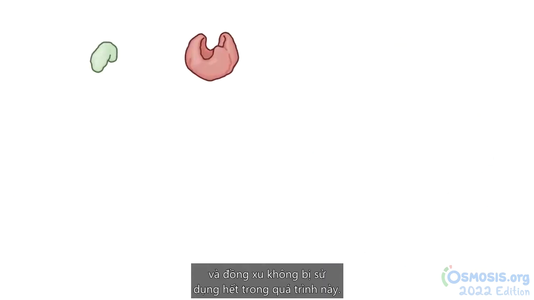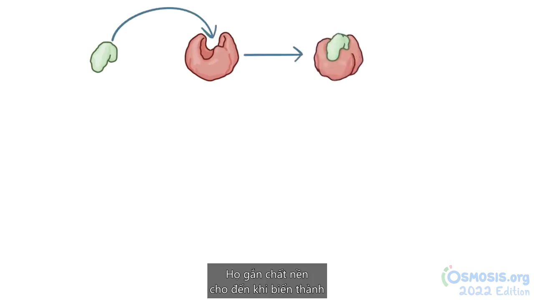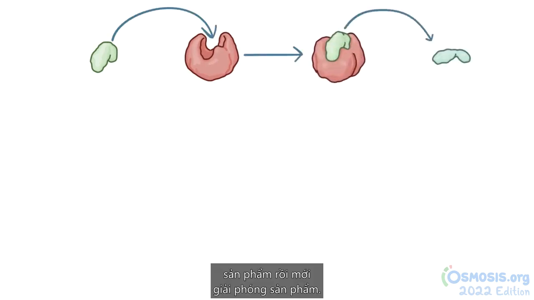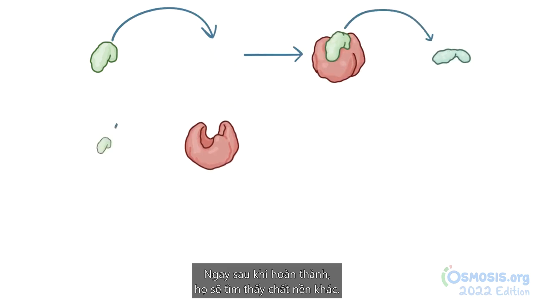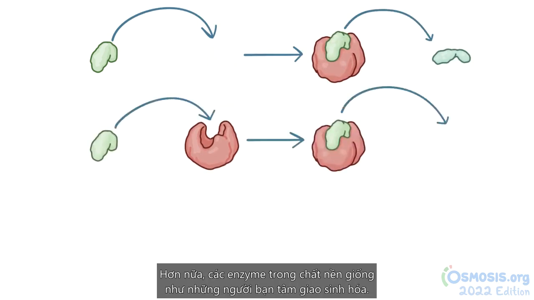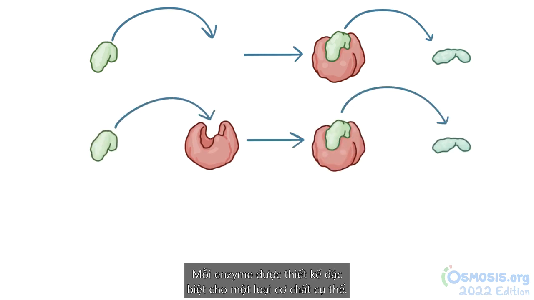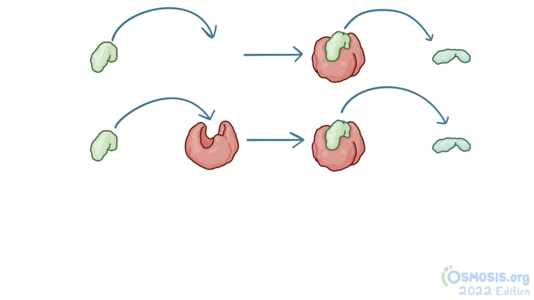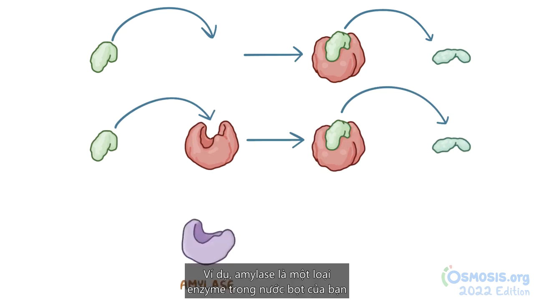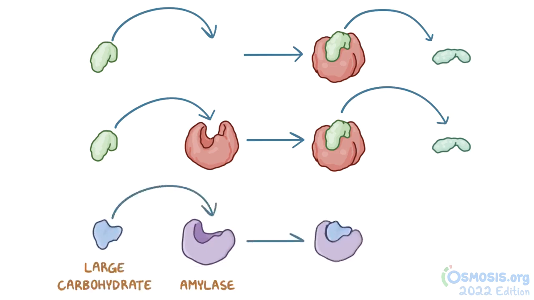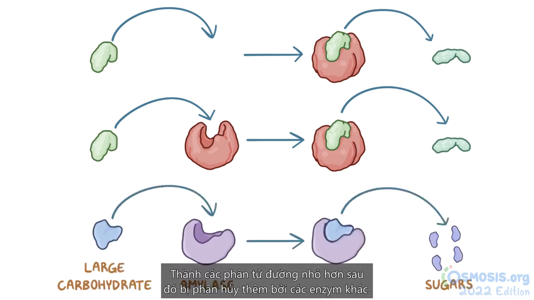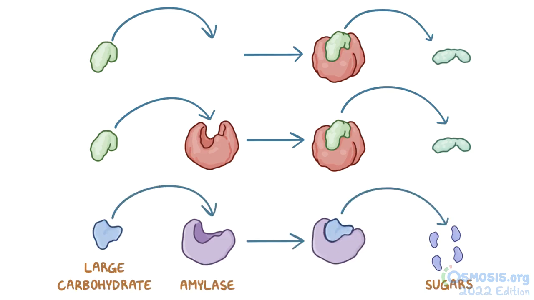Fortunately, enzymes don't get used up in the process. They attach to the substrate until it turns into the product, and then release the product. As soon as they're done, they find another substrate. What's more is that enzymes and substrates are like biochemical soulmates. Each enzyme is specifically designed for a particular type of substrate. For example, amylase is an enzyme in your saliva that specifically helps break down large carbohydrates into smaller sugar molecules that are further broken down by other enzymes.